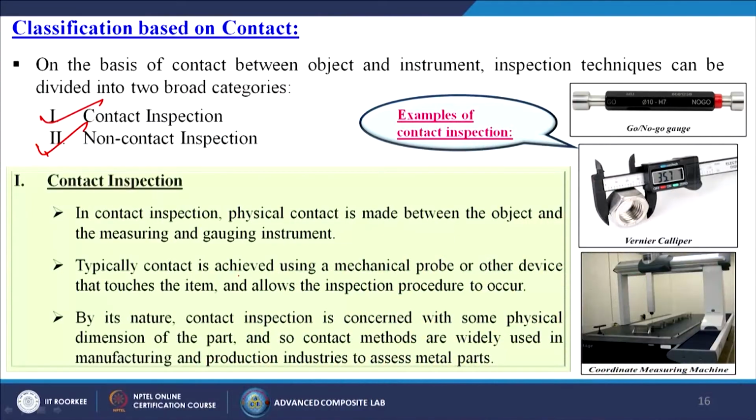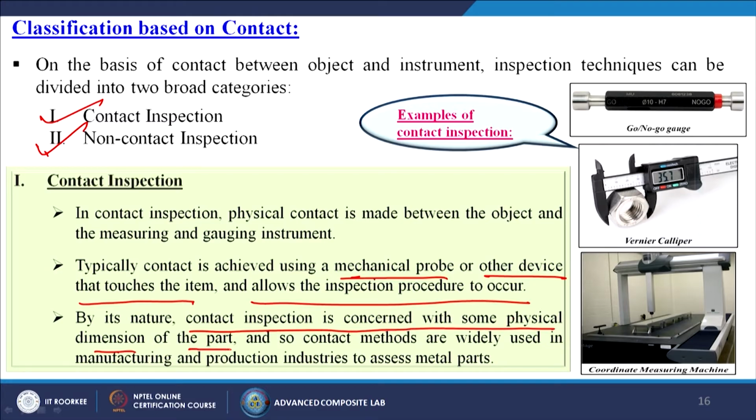Typically contact is achieved using a mechanical probe or other device that touches the item and allows the inspection procedure to occur. By this nature, contact inspection is concerned with the physical dimensions of the part, and so contact methods are widely used in manufacturing and production industries to assess metal parts. So, here we have given some examples of contact inspection.